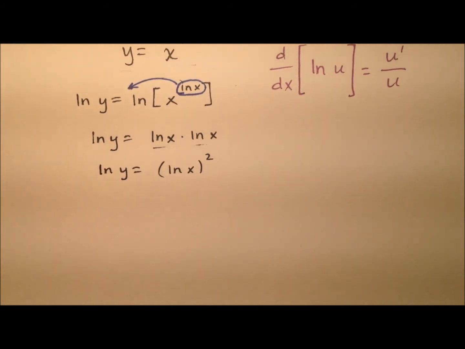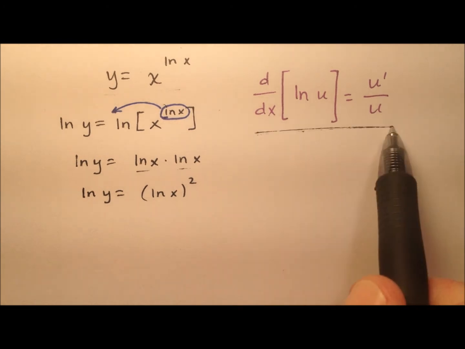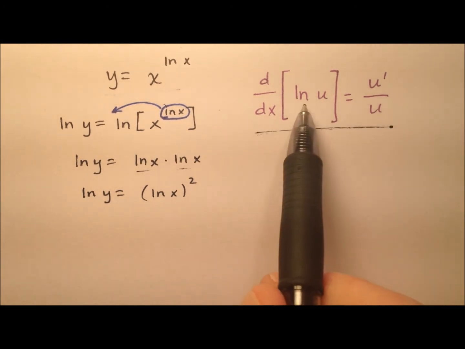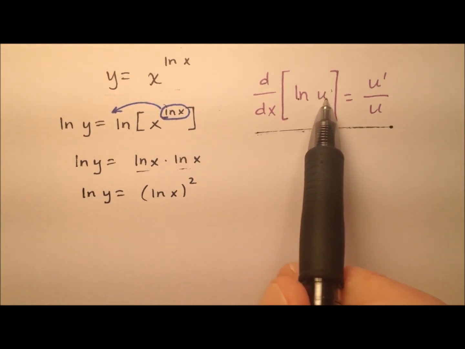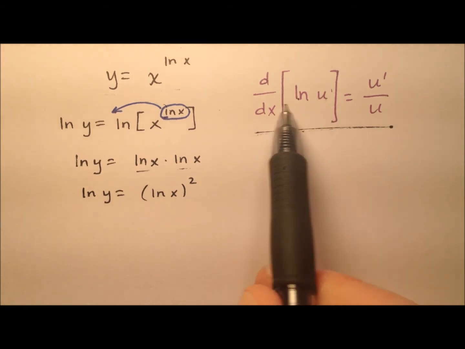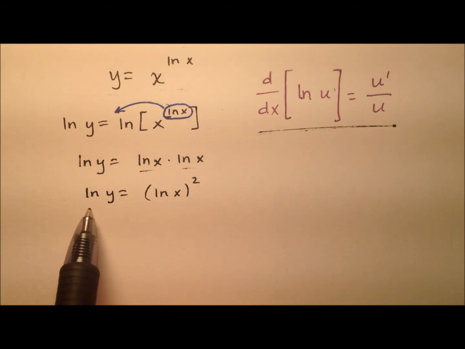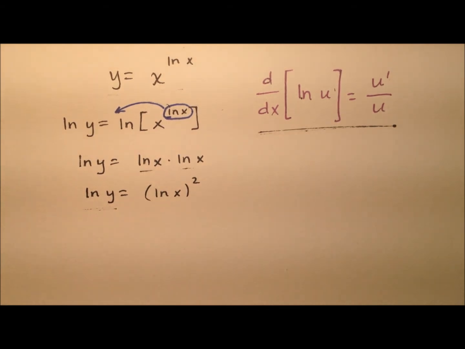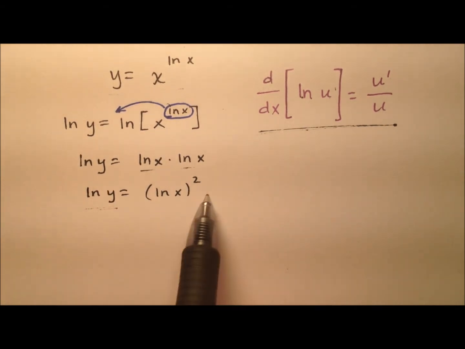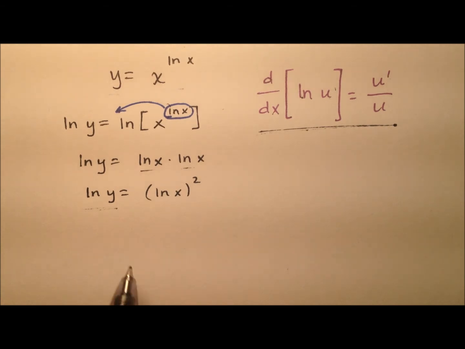You'll notice I have written up here a derivative rule for the natural log of some function u. We can do the derivative of this by saying u prime over u, which is going to be handy when I take the derivative of this left side. So let's go ahead and differentiate both sides of this equation. And so I'll have y prime over y on that left side.